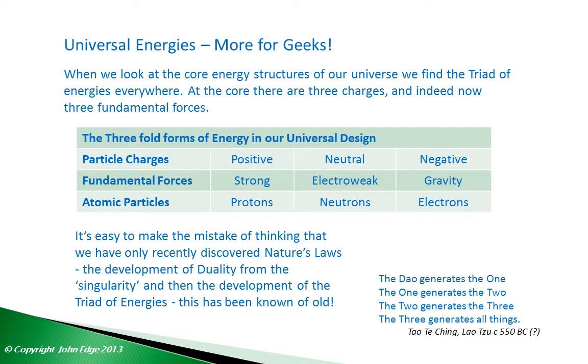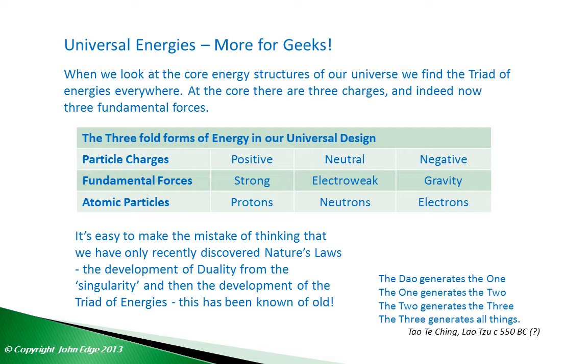Now, just to talk a bit about this universal stuff, a bit more here for geeks, when we look at the core energy structures of our universe, we find this triad of energies everywhere. We've mentioned the 3 charges: positive, neutral, negative, but we now understand there are 3 fundamental forces: the strong, the electroweak, and gravity. And what a mystery gravity is. We know what it does, but we really don't know what it is yet. And then there are atomic particles, of course, protons, neutrons, and electrons that make up that structure of the atom that we were looking at.